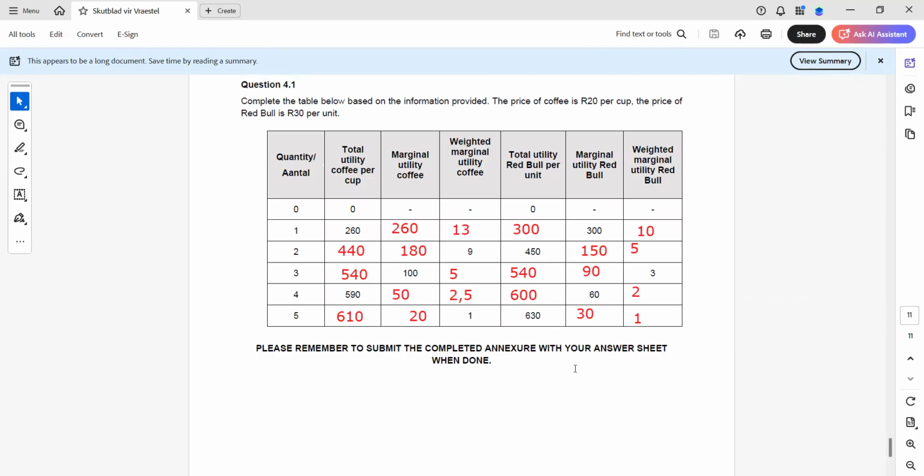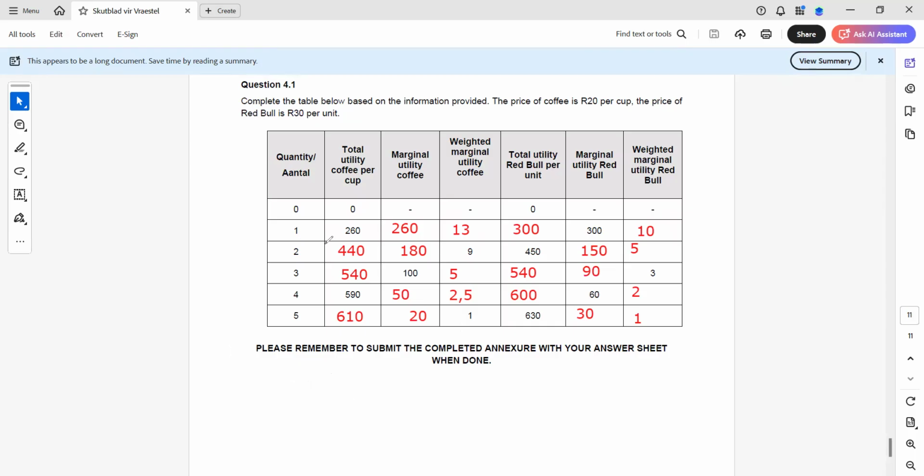Now, to find where the consumer will maximize her utility or be at equilibrium, two conditions have to be met. The first condition is that your marginal utility over price has to be the same. Marginal utility per rand has to be the same.